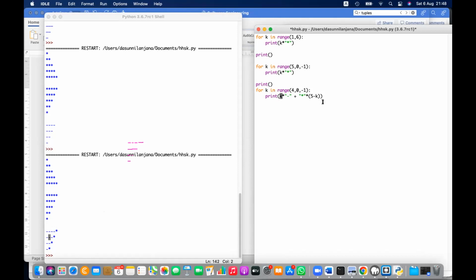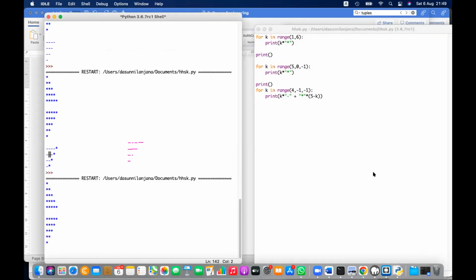I need one more step. That is, I need 5 asterisks. To do that, I need to go up to -1, then k will become 0. When k is 0, 5 minus k will be 5. So let's try that.